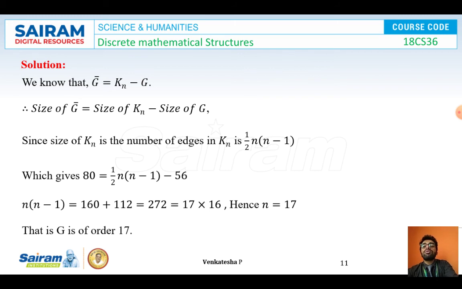And we know that the number of edges in Kn is given by 1/2 n(n minus 1). And they have given that the size of the G complement is 80 and the size of the graph G is 56. Incorporating all these conditions in the equation, I'll be getting 80 is equal to 1/2 n(n minus 1) minus 56. On simplifying this, we'll be getting n(n minus 1) is equal to 160 plus 112, which is equal to 272. We can write this 272 as 17 into 16. So we got n into n minus 1 as 17 into 16. It implies that n is equal to 17. Therefore, the order of the given graph is n equals 17.